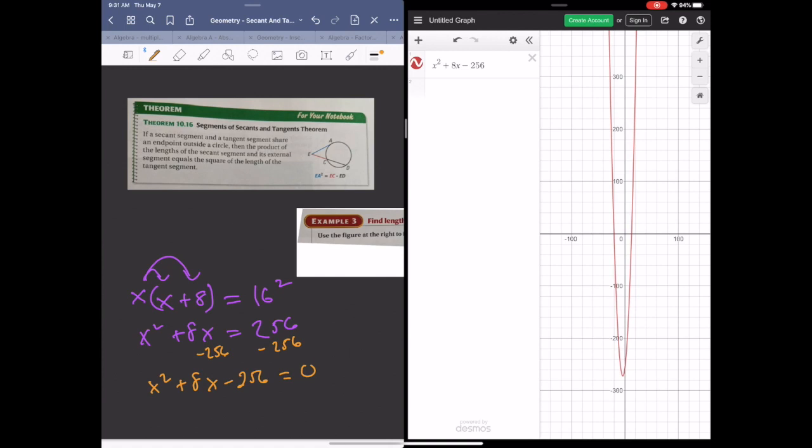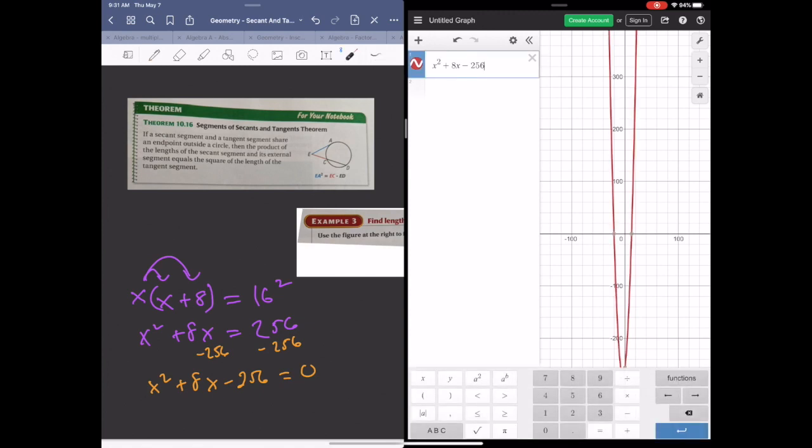To factor it or to find the roots of the equation, the possible values for x, we could do a couple things. I think the best thing is to graph it. So I just went over here and put it into Desmos. On the right, I have x squared plus 8x minus 256, which is what we had here, what we set equal to 0. What we're looking for is the x values where the function equals 0, which is anywhere it crosses the x-axis.